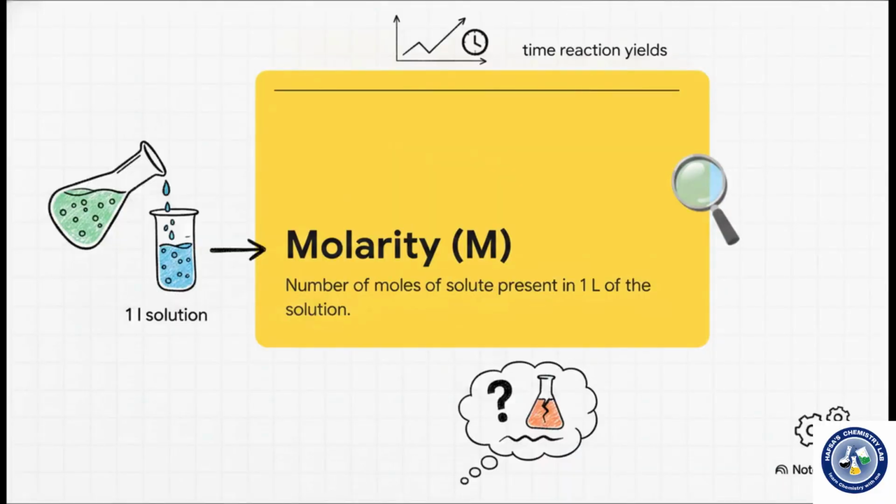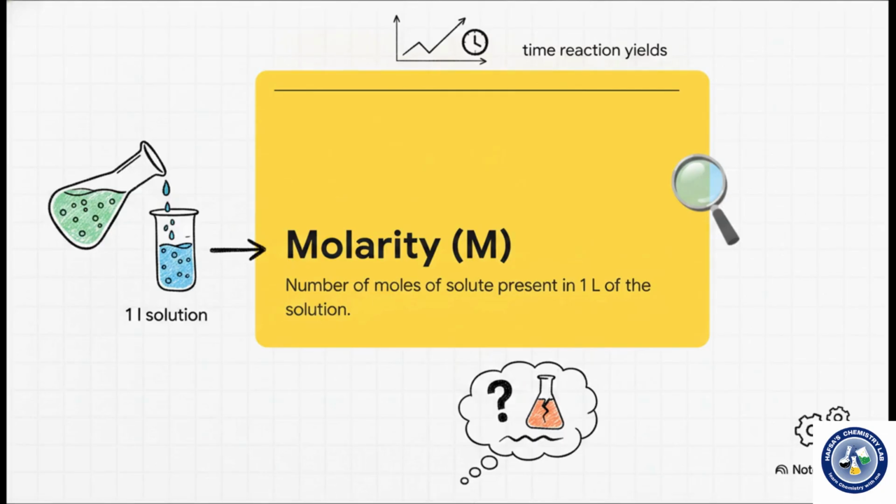Okay, so in the actual lab, we're usually mixing chemicals into liquid solutions. And the absolute most common unit we use to measure concentration is molarity, which is represented by a big capital M. By definition, it's just the number of moles of your chemical, your solute, dissolved in exactly 1 liter of the total solution. It's a beautifully simple volume-based calculation.